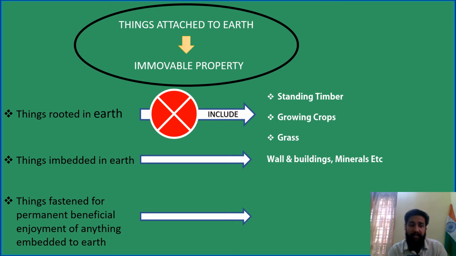Things fastened for permanent beneficial enjoyment of anything embedded in the earth. Here we have to take a look at it. Permanent beneficial enjoyment. We may fasten something to the earth temporarily; that does not come here. Anything fastened or fixed for permanent enjoyment comes under immovable property. For example, a window kept permanently is an immovable property. A door kept permanently becomes an immovable property. A ceiling fan kept permanently becomes an immovable property.